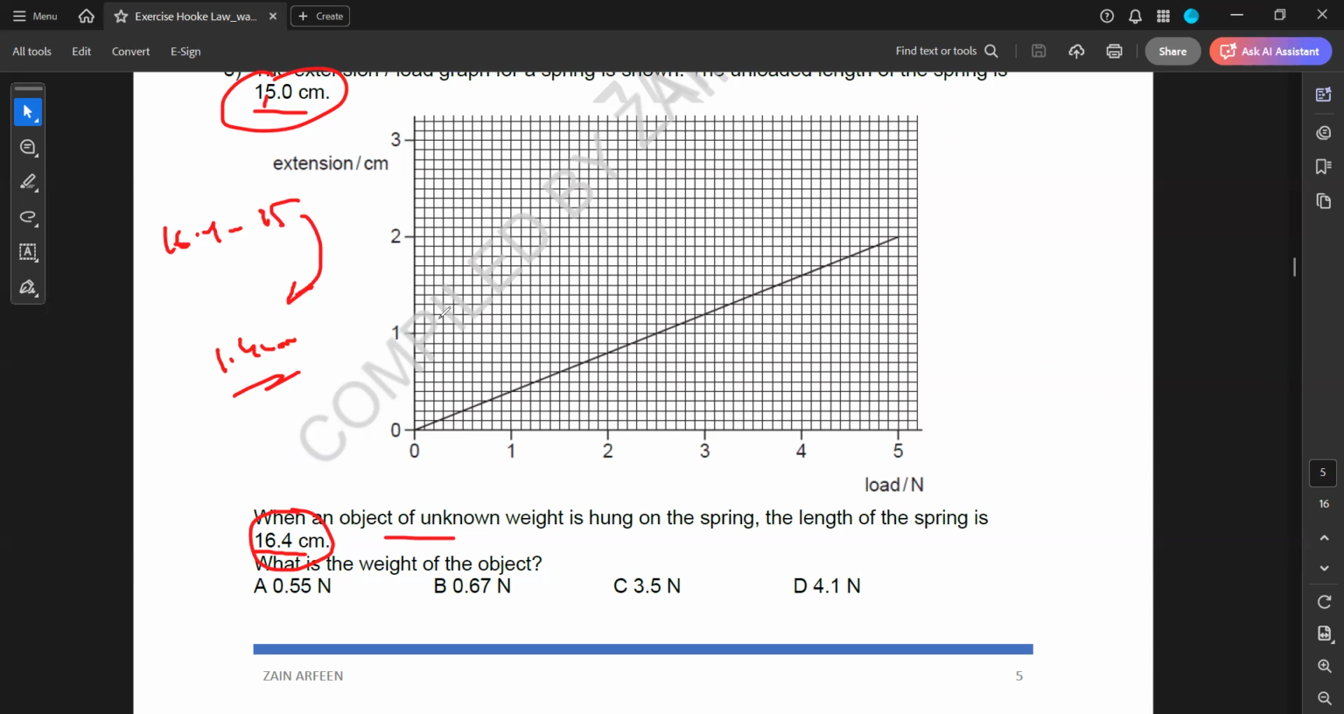From 1.4, we'll draw a line. Here 10 boxes equal 1, so each is 0.1. So this is 1.1, 1.2, 1.3, and 1.4. From 1.4, we draw a line and find what load is causing an extension of 1.4. That is 3.5, so C is the right answer. Why did we calculate the extension first? Because the graph was an extension and load graph. Is it clear? Yes.